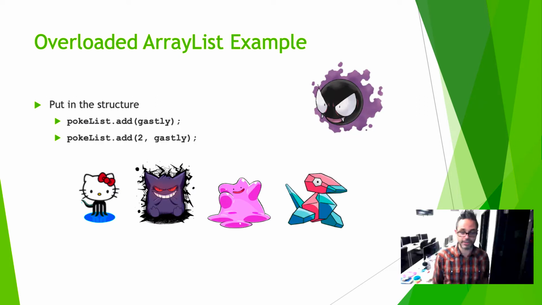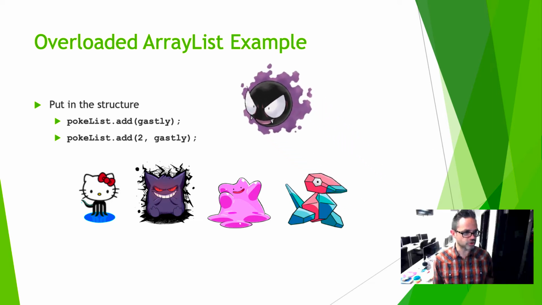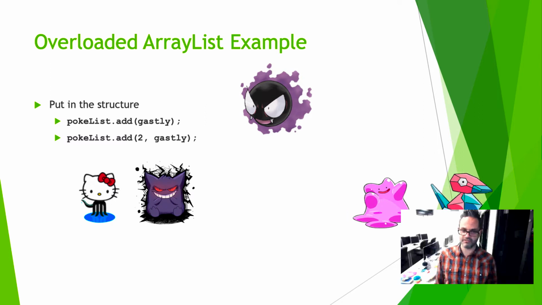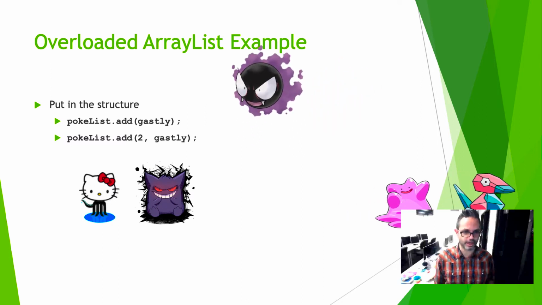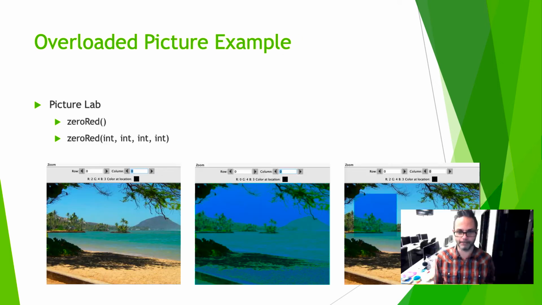We also have that happening with an ArrayList. We want to put something inside a structure. If I just do pokeList.add and pass it Ghastly, my Ghastly is going to go right down at the end of the list, which is great. Now I could also do pokeList.add with an index and Ghastly. With that, I'm going to take the existing values, shift those over, and move my other Ghastly right back there in the middle at spot 2, retaining the order of all my existing objects. Cute little Pokemon going right there.